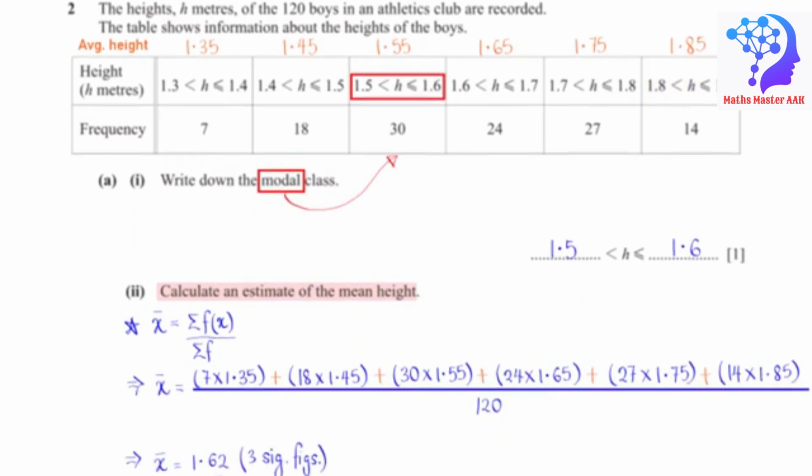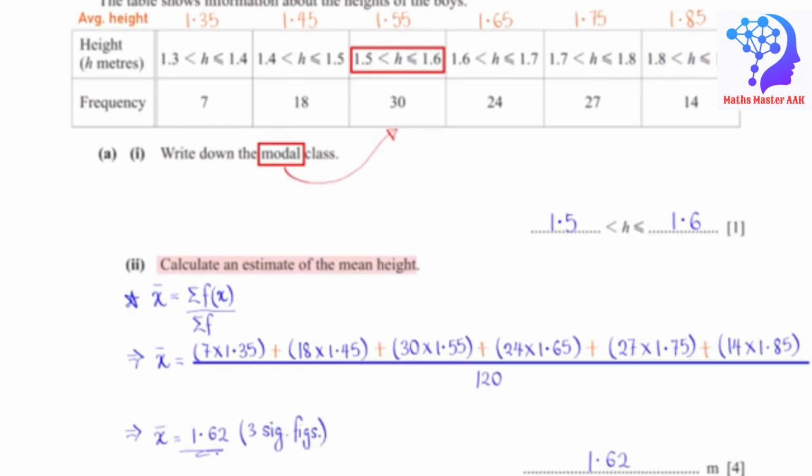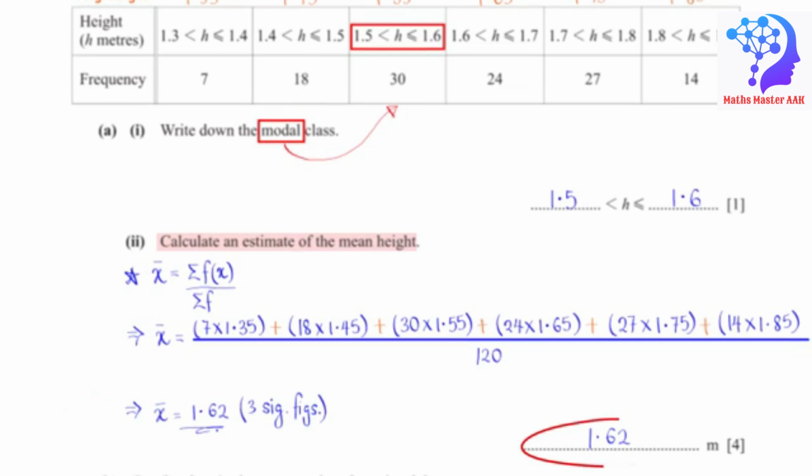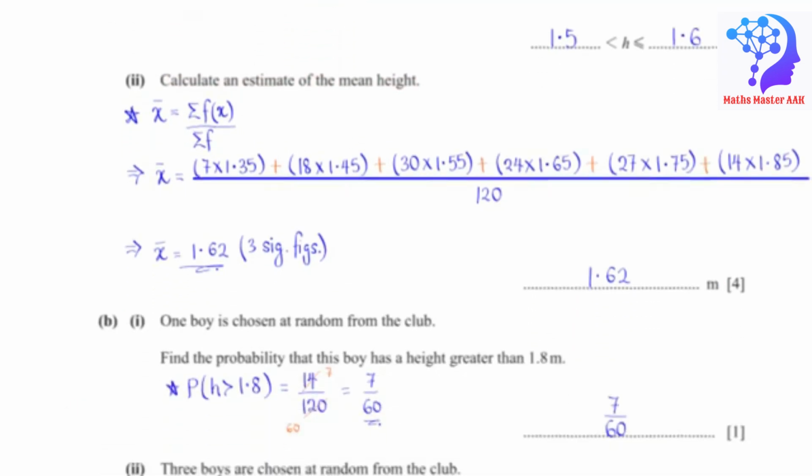And so, sigma f x divided by sigma f will now be equal to 7 times 1.35 plus 18 times 1.45 plus 30 times 1.55 plus 24 times 1.65 plus 27 times 1.75 plus 14 times 1.85, all divided by 120. When we type this into the calculator, we get 1.62, correct to 3 significant figures.